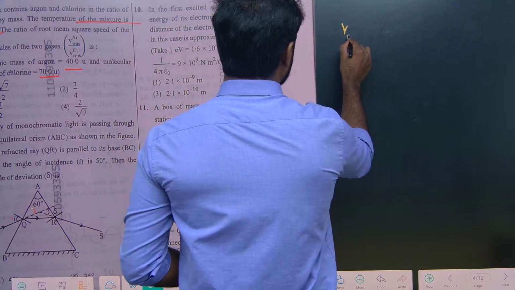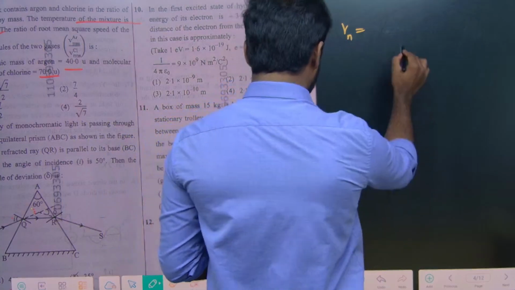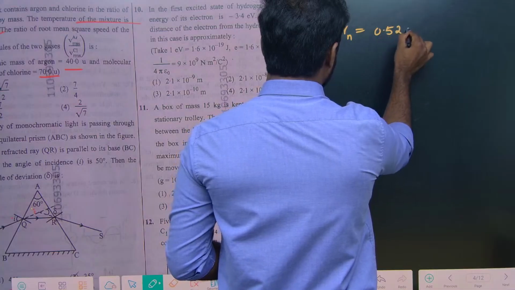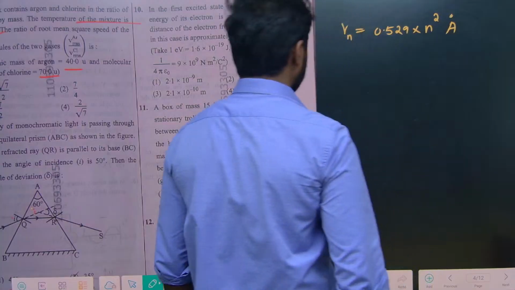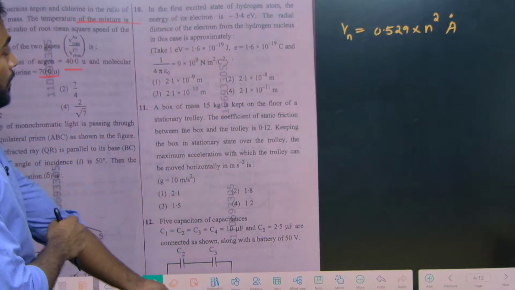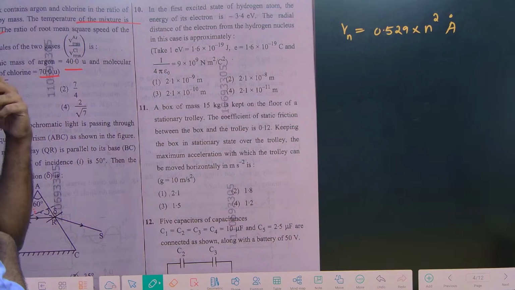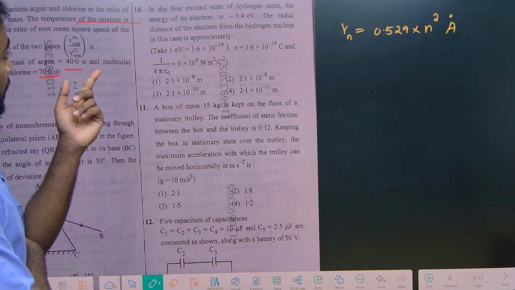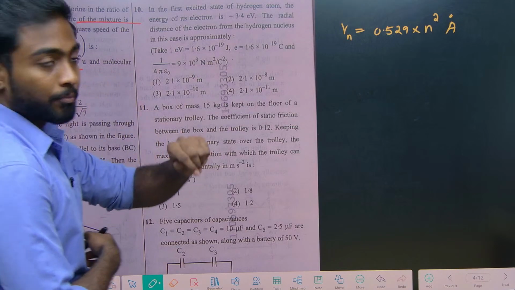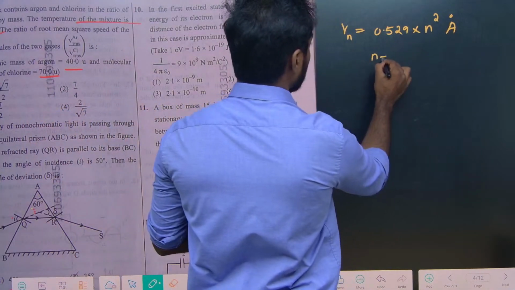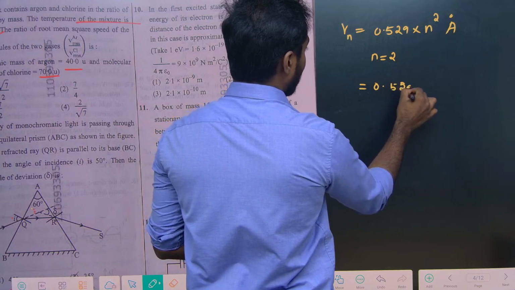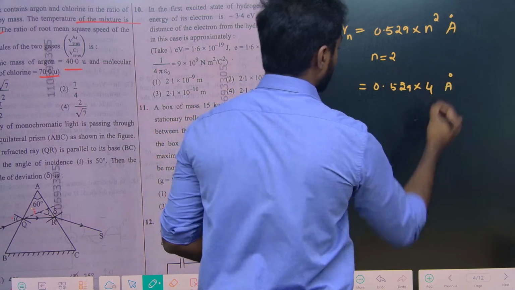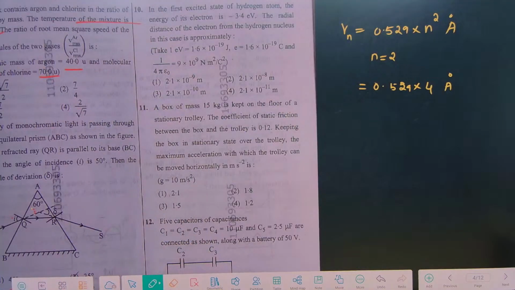So Rn, like radius of nth orbit is nothing but 0.529 into n square into Angstrom, right? So first excited state ante it is obviously, like 2, no, n is equals to 2, so it is 0.529 into 4 Angstrom. So what is the value will I get when I multiply 0.529 into 4?